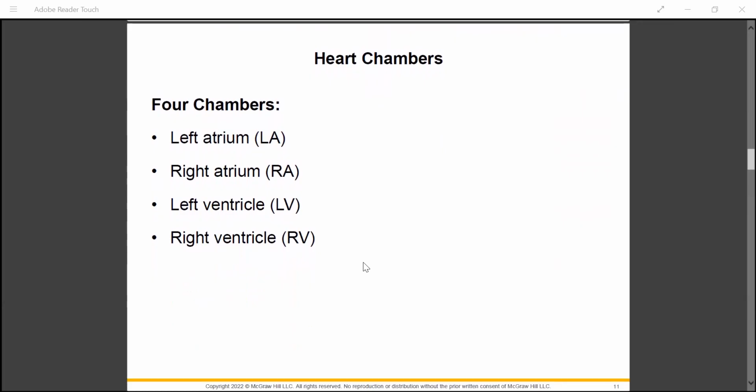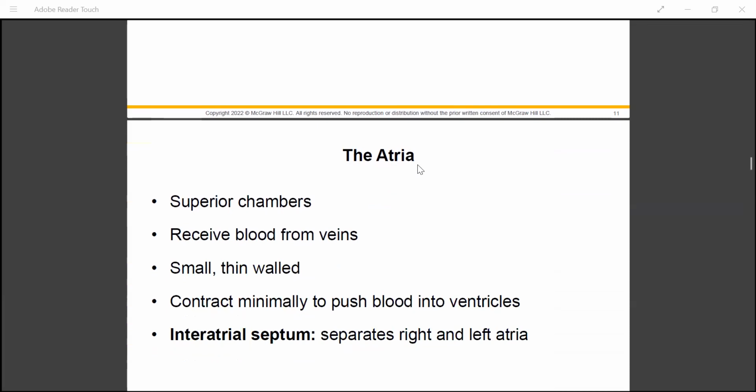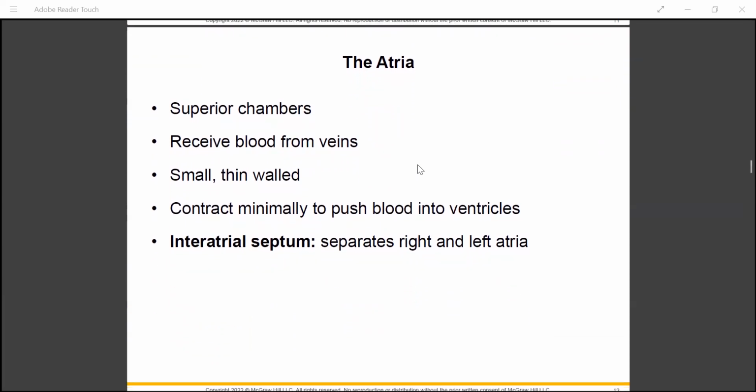So our heart has 4 different chambers. If you've already worked through your lab this week, then some of this stuff should be a review. So our upper chambers are the atria. We have our left atrium and right atrium, and then our lower chambers are the ventricles, our left ventricle and right ventricle.